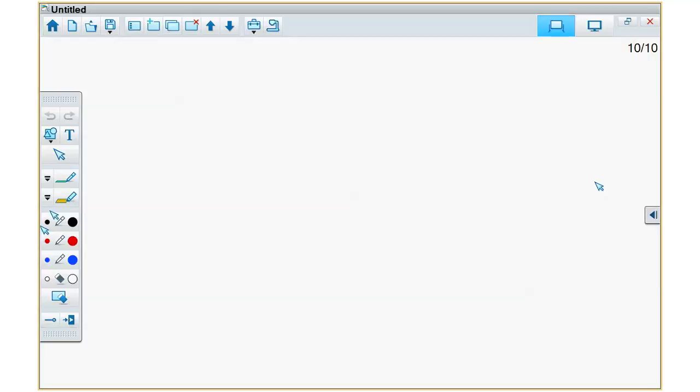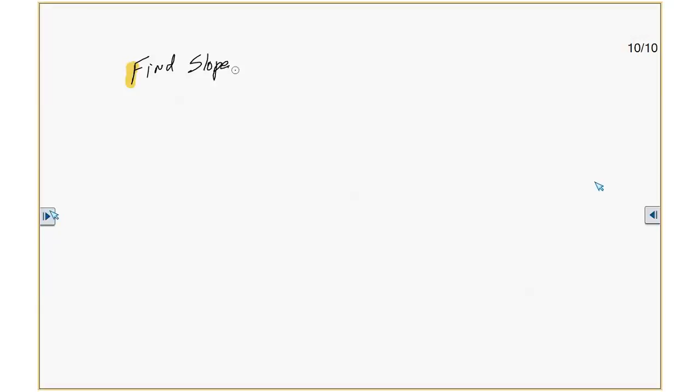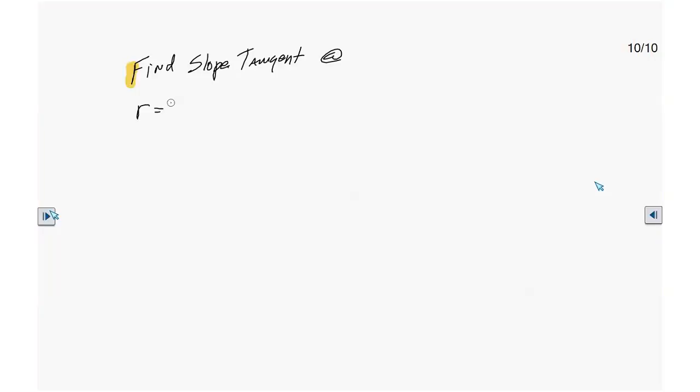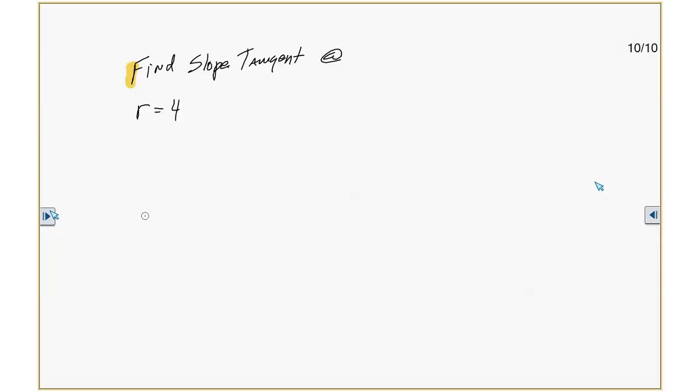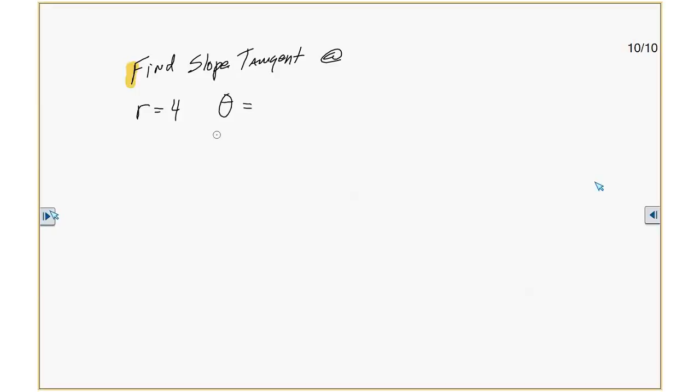Now find the slope of the tangent at r is equal to 4 and theta is equal to pi over 4.